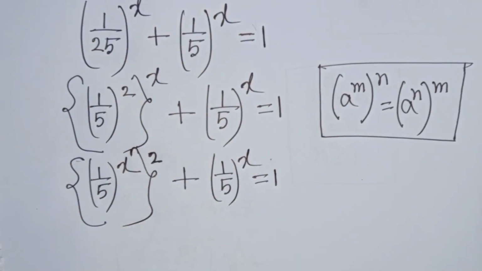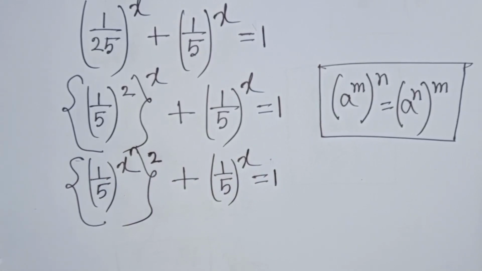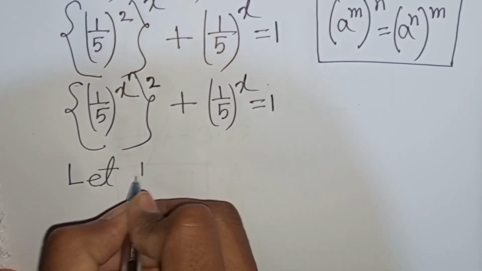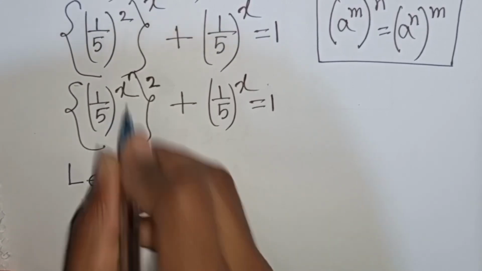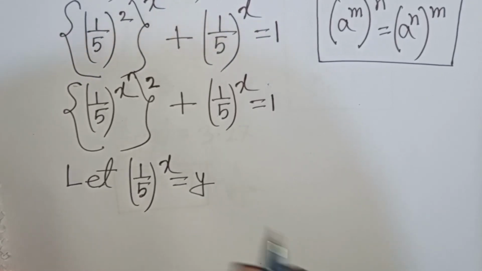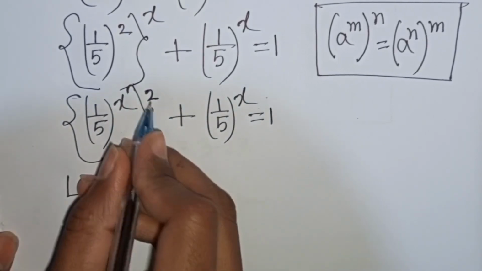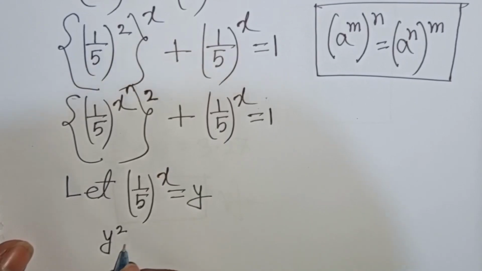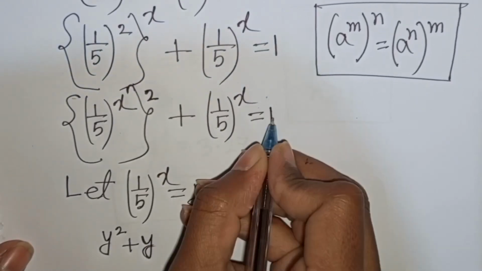Now we see 1 by 5 bracket power x, 1 by 5 bracket power x, both terms are the same. So let 1 by 5 bracket power x be substituted by y. So our equation will be y square plus y, then is equal to 1.